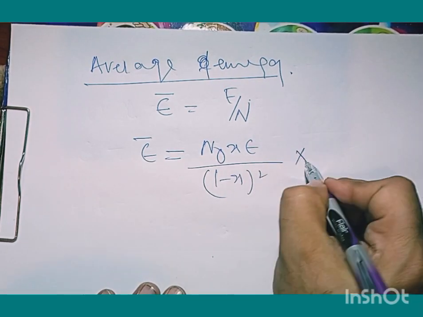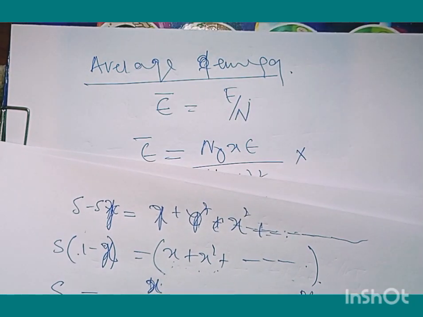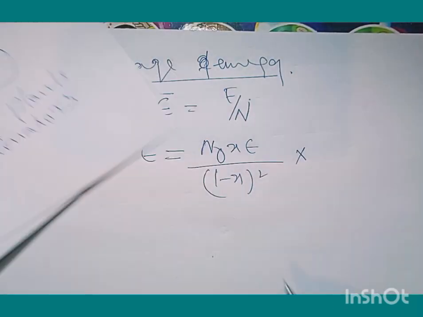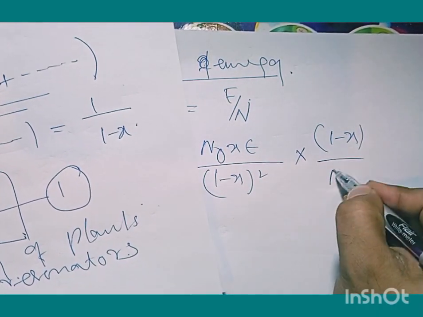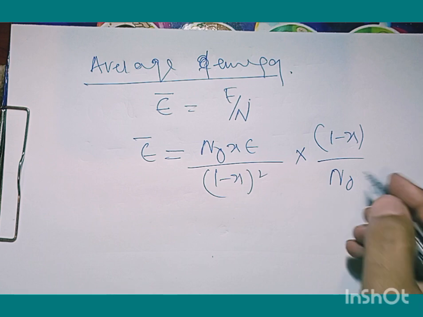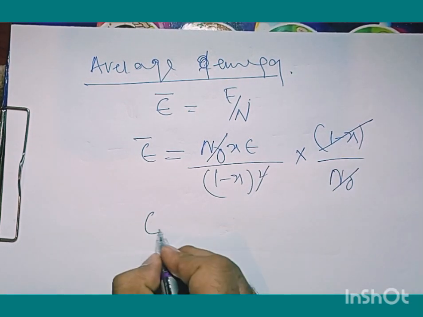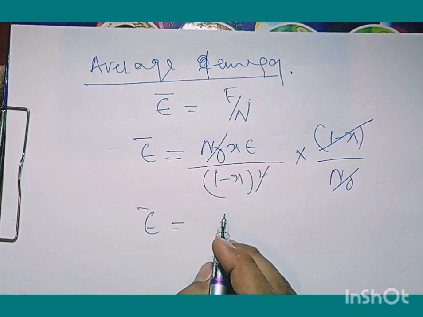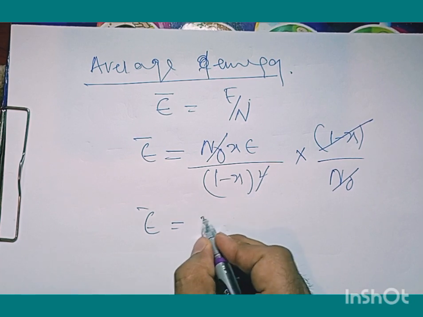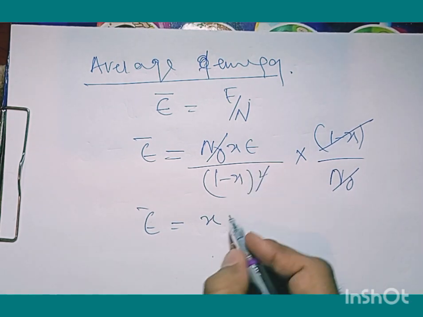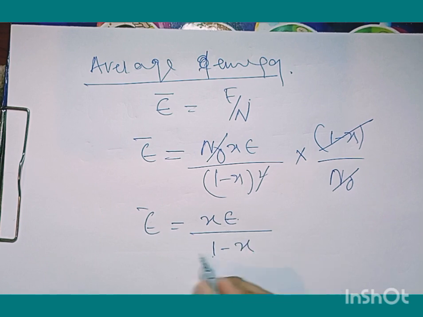So divide by N. What is N? N is N0, so 1 minus x will go up, divided by N0. This N0 and N0 will cancel, the square and this thing will cancel, so I got the average energy of the oscillator. That will be x epsilon by 1 minus x.